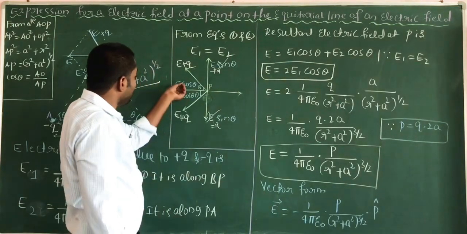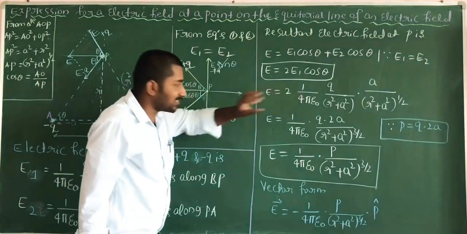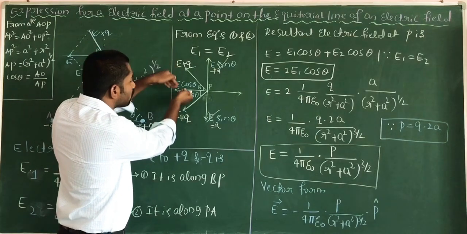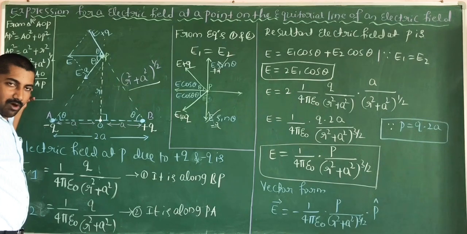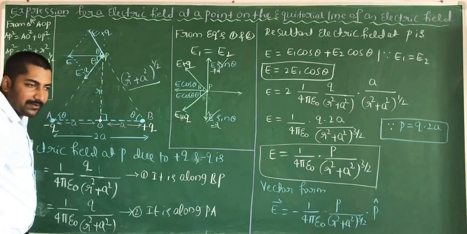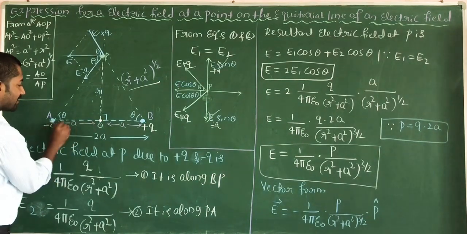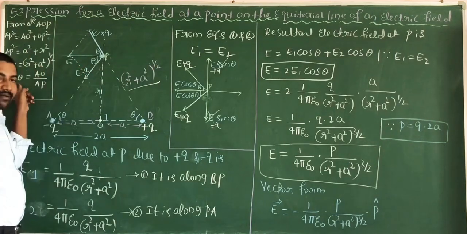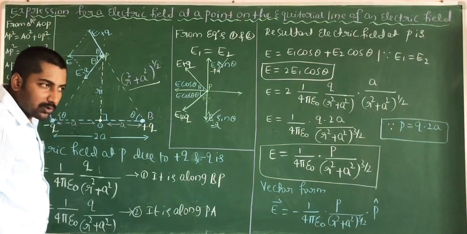These two components are perpendicular to the equatorial line, so these two values cancel each other. But E1 cos theta and E2 cos theta are parallel to this axis, so we can add these two values. That's why we find the cos theta value. Cos theta is equal to adjacent divided by hypotenuse. Here cos theta is equal to AO, the adjacent side, the A value, divided by AP, that is (R square plus A square) to the power of 1 by 2. Then cos theta is equal to A divided by (R square plus A square) to the power of 1 by 2.